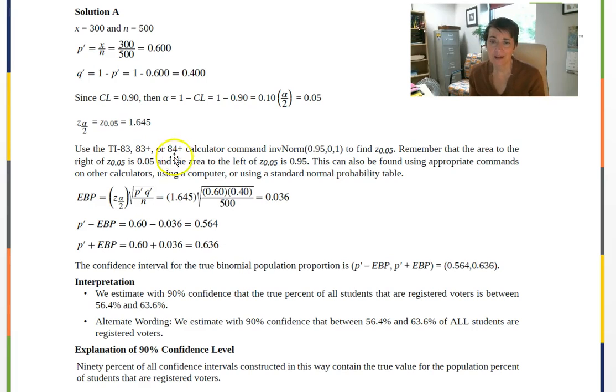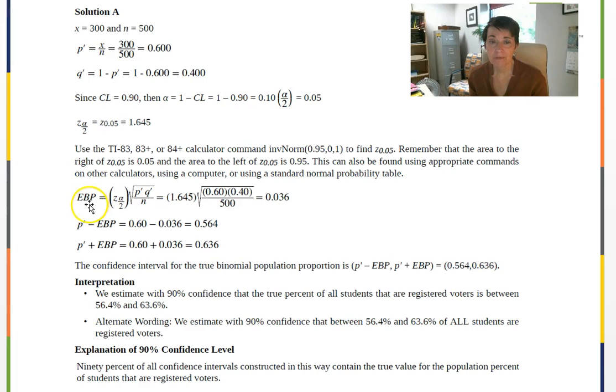And using the calculator, we're going to do the inverse norm of 0.95. Where do we get 0.95? Well, that is everything but that one tail, right? We want to talk about the greater than. So we're going to put it in this way. The area to the right of the 0.5 is the 0.95. Okay, 0.05. Then we can calculate using a computer or standard normal probability table.